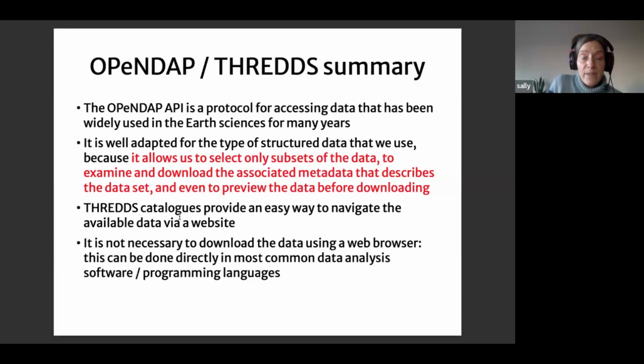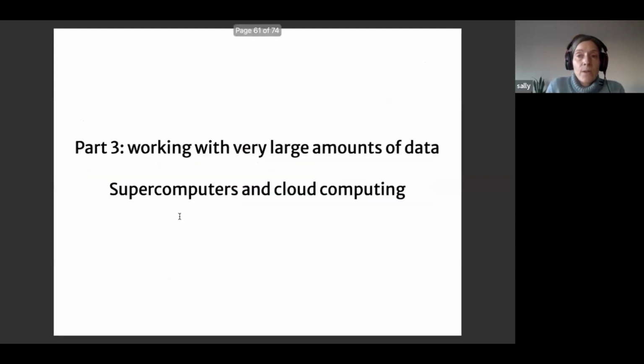Okay, so to finish, let's talk a little bit about what happens if we're working with very large amounts of data. This is really becoming more of an issue in the last 5 to 10 years, I would say. If you're working with very large amounts of data, probably you're not going to be working on your local infrastructure anymore. In that case, you might either be working on a supercomputer or using cloud computing.